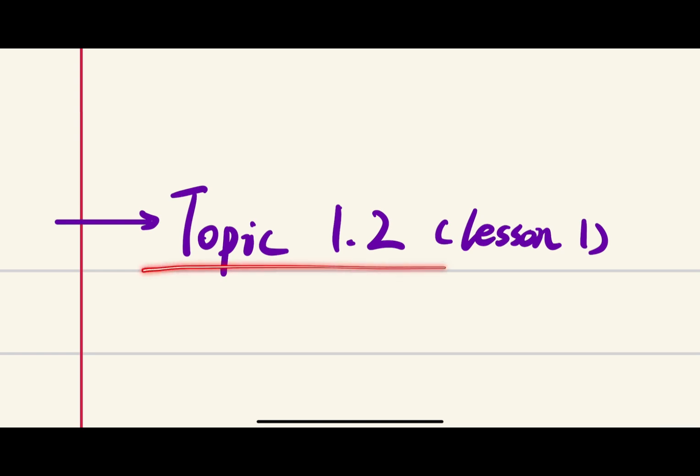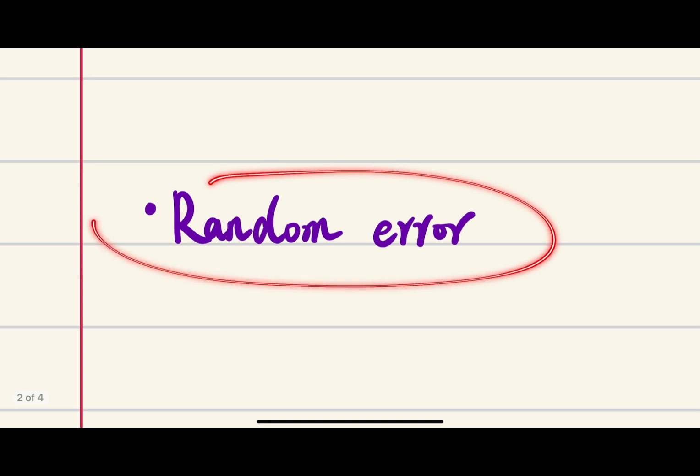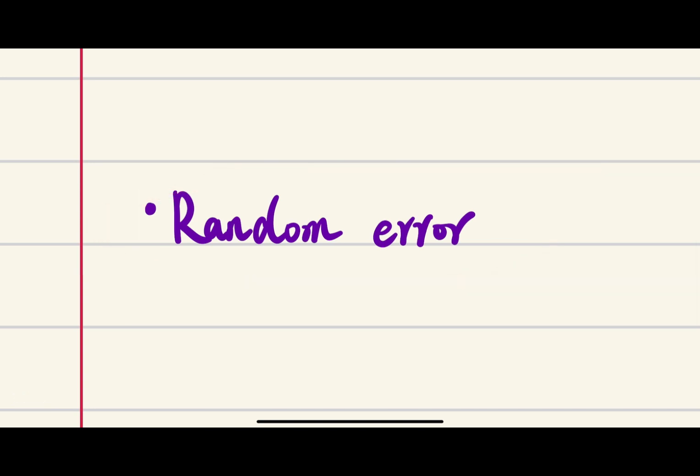Okay, so at this point, we have already finished topic 1.1, and in future videos, I'm going to record around 3 to 4 videos about topic 1.2, and after that, we will be completing our unit 1. In this video, we're mainly focusing on the concept of random error. Before I dive into this concept, there are some other concepts that we have to cover first so that we can better understand the idea of random error.